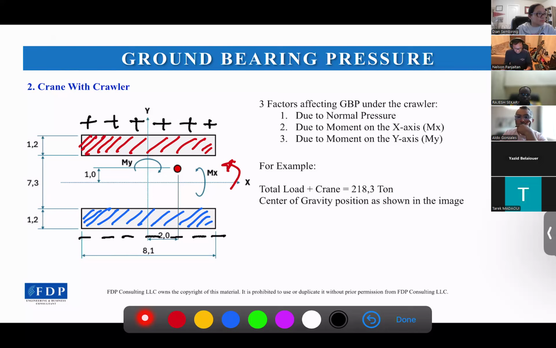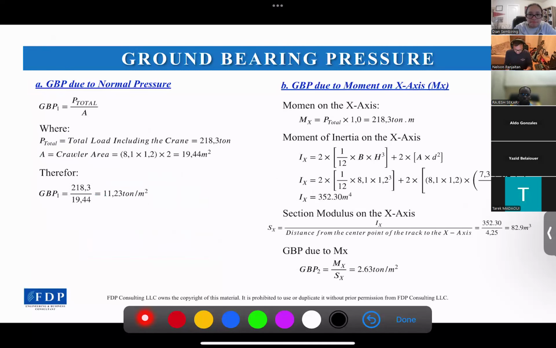Now we continue. Is it clear up until here? Is it clear, everyone? Aldo, Rajesh, Tarek, Yazid? Yes, it's clear for me. Okay. If you have any question, just raise your hand. Or after the class finishes, if you still have any question, you can ask through our WhatsApp group or directly to Nelson. You can also use the chat.